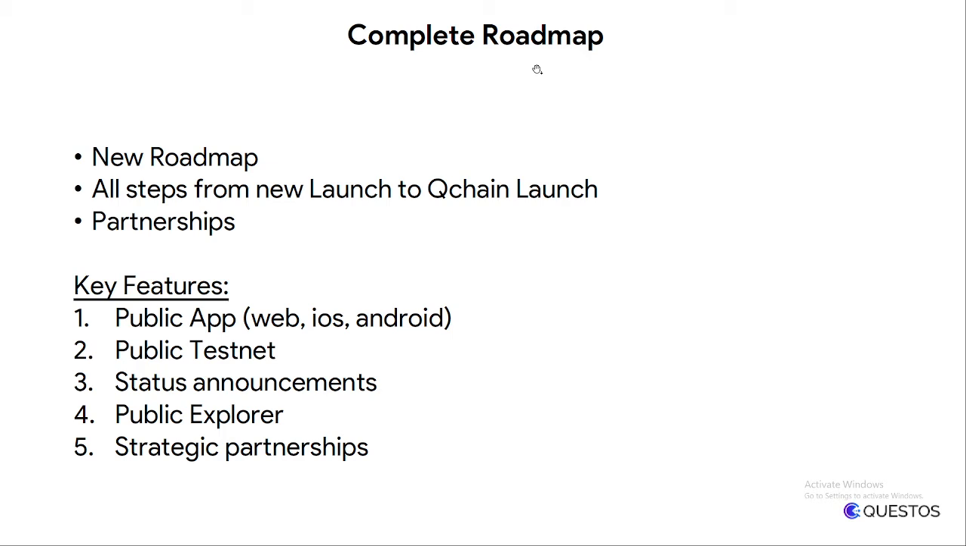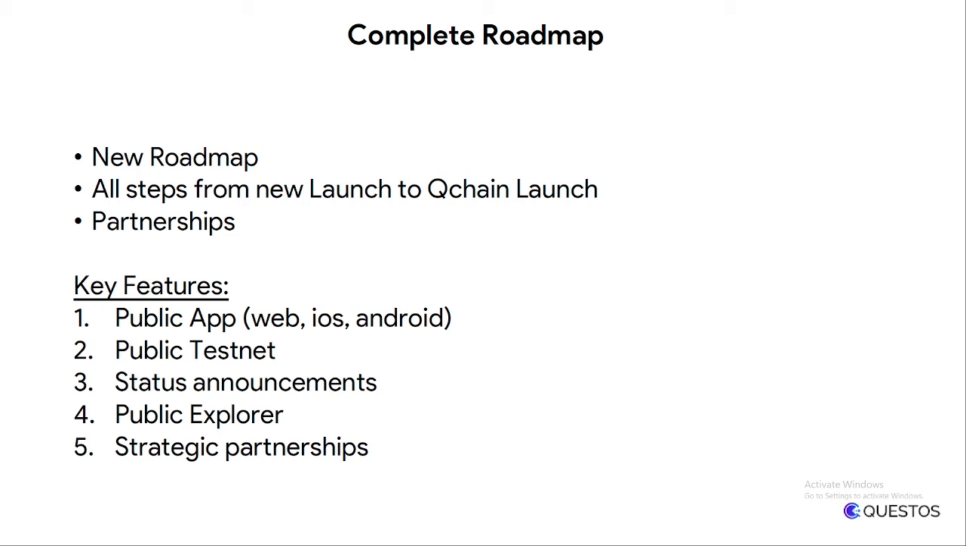For the new start, we should also make a new complete roadmap, because at the moment we have the problem that not all steps from the launch of the new token to the QChain launch are there. There's nearly no point. So people who are interested in investing in Questos don't understand what is all necessary, what we will do, what the steps are, if we are good or not in it, and also the partnerships.